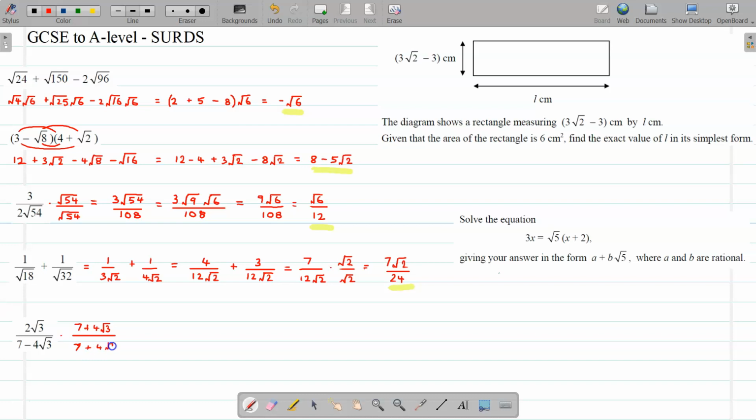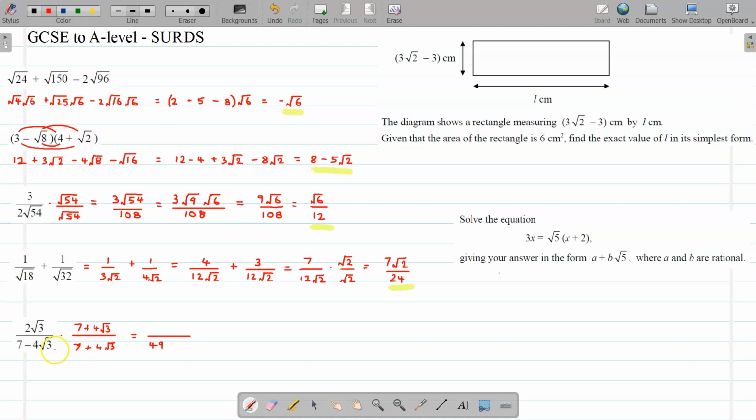Now, I'll show you first what happens on the denominator, because that's why we do this. This dot here is just shorthand for multiplication. So we've got on the denominator now, all right, if we do first outer inner last, this is what happens, you see. First, 7 times 7 is 49. Right, now the outer would give me 7 times 4 root 3. And the inner would give me 7 times minus 4 root 3.